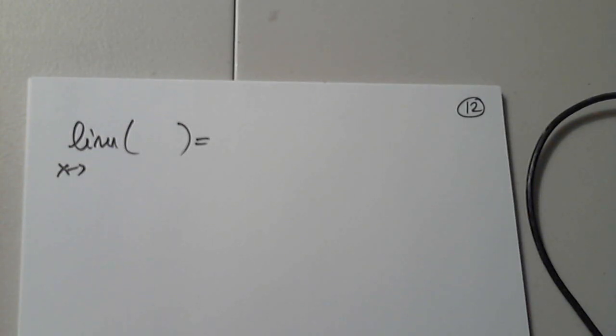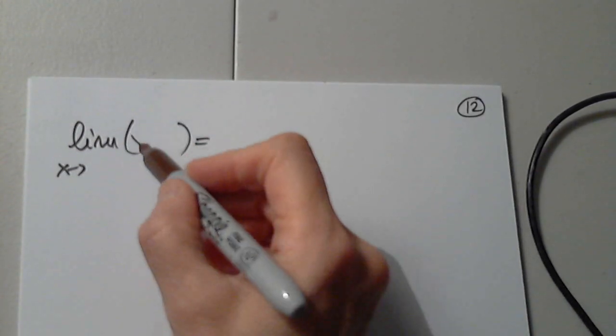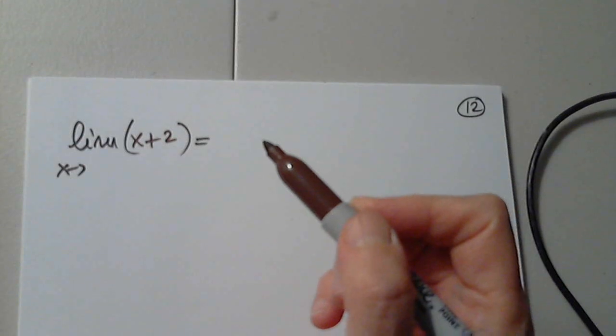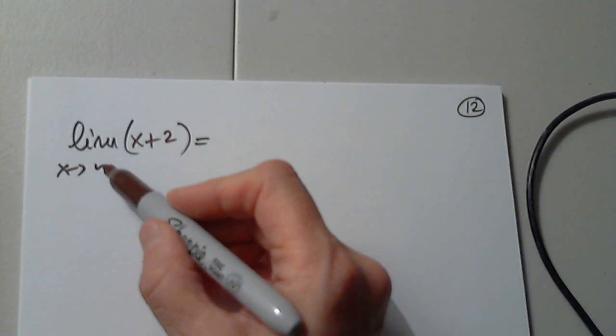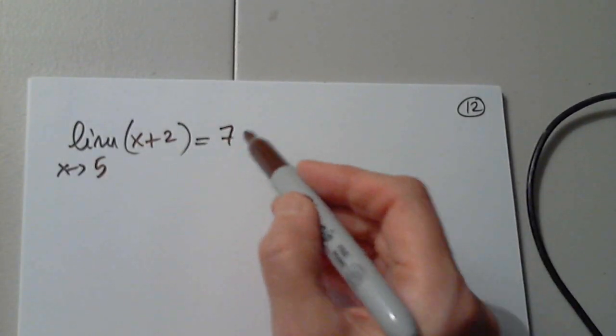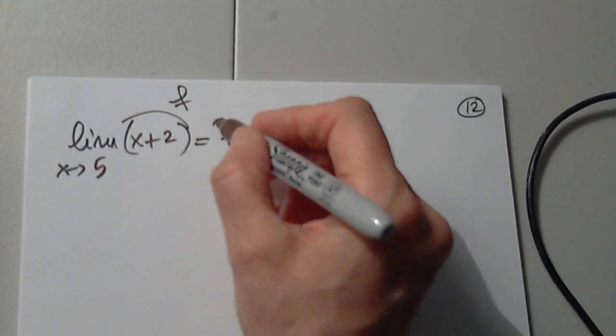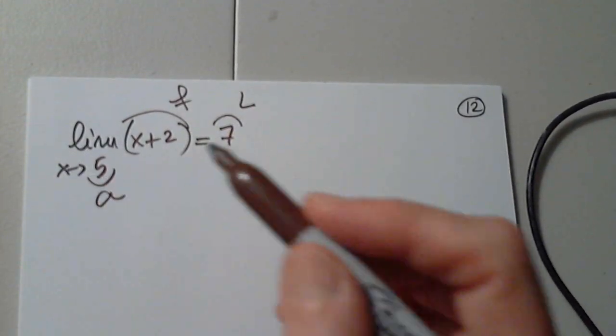Anyone would like to make one up? Tom, are you? Yes, go ahead. x plus 2 as it approaches 5. Good. So 5 plus 2 is 7. So remember, this is the function, this is the limit, and this is a.